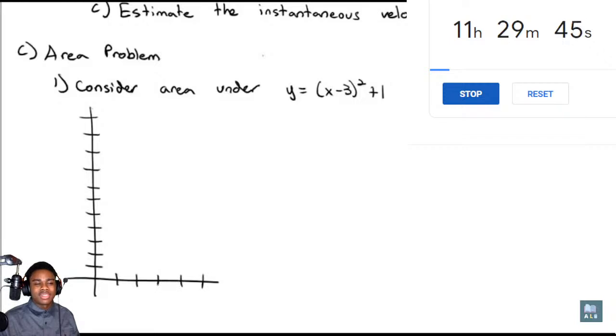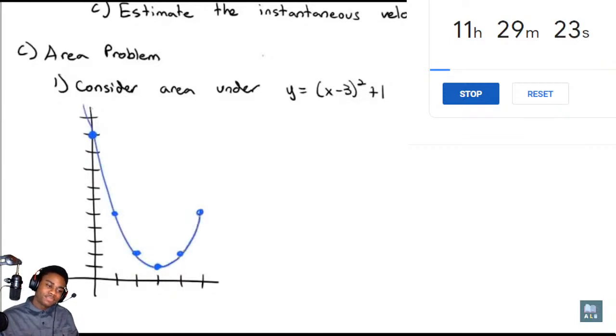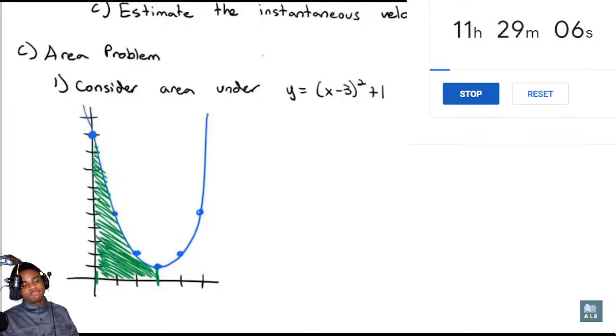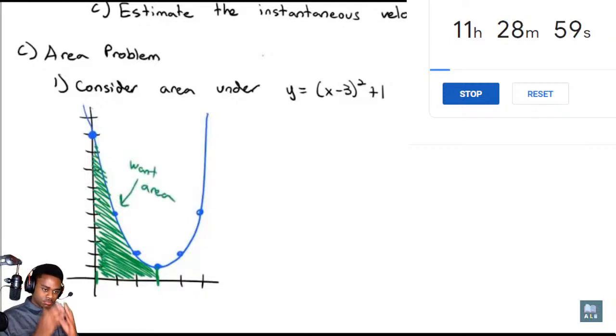So we know x squared is the parabola shape. The minus 3 moves it to the right 3. The plus 1 moves it up 1. So the graph is going to look something like this. And it wants the area between 0 and 3. So between 0 and 3, what we're really doing is saying, what is the area that fills in underneath the graph? What is the area underneath the graph? The area shaded in green here is how much area is underneath the graph.